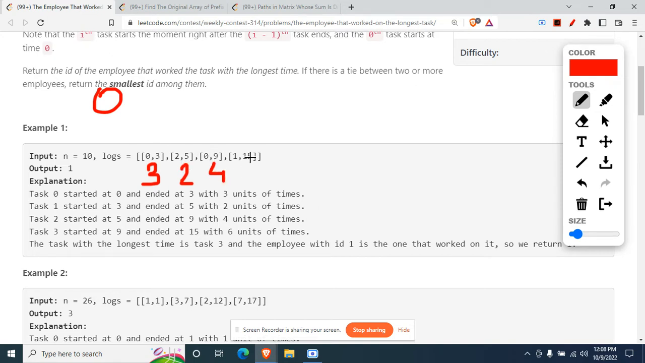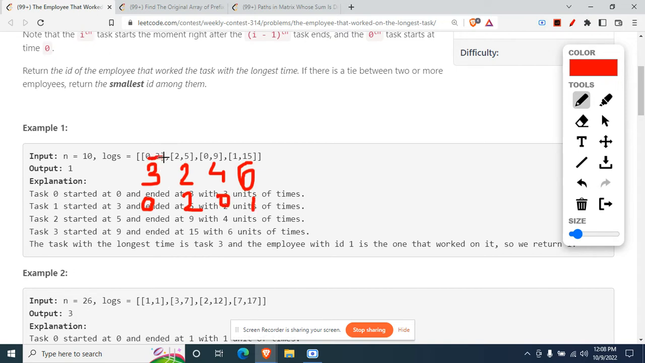Again, 9 minus 5 is 4. 15 minus 9 is nothing but 6. So these are the timings that we have. Now, all we need to do is have the IDs as well. If we somehow have all the IDs with us along with the timing for which they worked, we'll have everything.